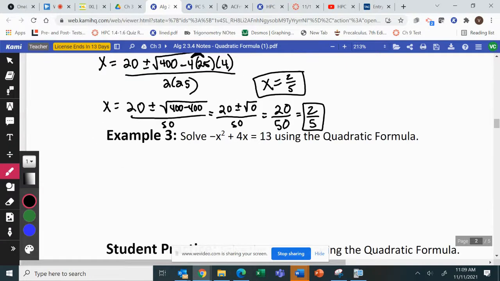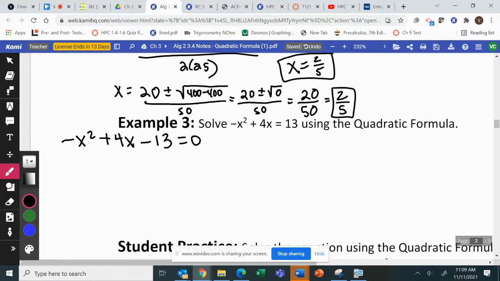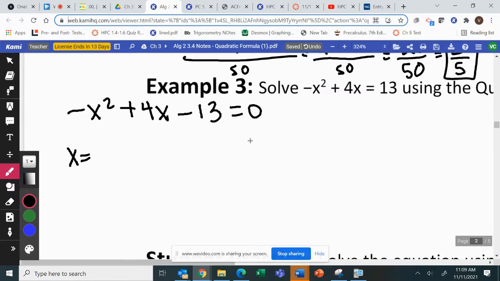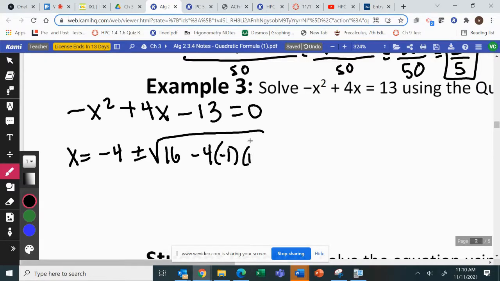Okay, let's do the next one. Does it say equals 0 for example 3? Okay, so we have negative x squared plus 4x minus 13 equals 0. Now we can do the quadratic formula. X equals opposite B, negative 4, plus or minus square root. What's 4 squared? 16. Minus 4 times negative 1 times negative 13.